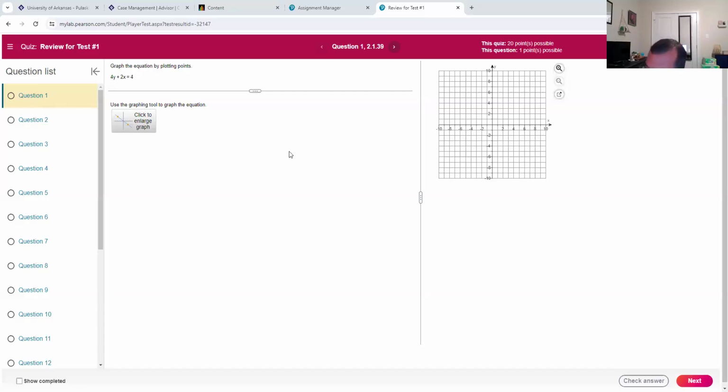All right, y'all. So here we go. Question number one wants us to graph the equation by plotting points. And they're giving us 4y plus 2x equals 4. So I'm going to actually work it out by hand, and then I'll come back and we'll plot it into our math lab, okay?